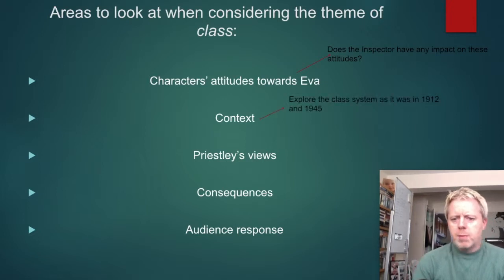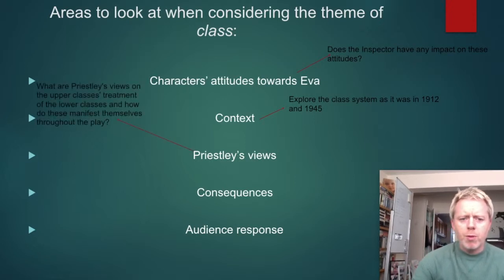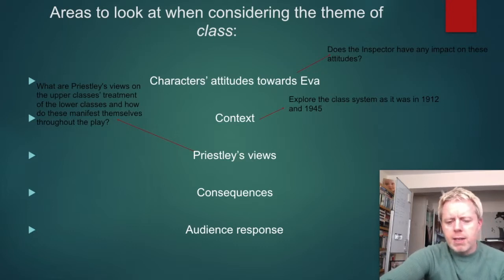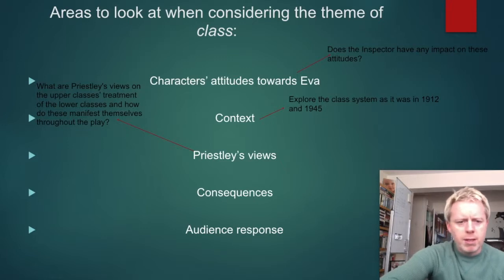Context. So explore the class system as it was in 1912 and 1945. I've got a screen that will highlight the different contextual background or environment that existed in 1912 and how it had changed by 1945 after the two world wars. What were Priestley's views? Remember, he's a socialist, and he believed in spreading the wealth amongst the majority of people, not just having private ownership. What are Priestley's views on the upper classes' treatment of the lower classes, and how do these manifest themselves throughout the play? Basically, primarily through the character of the inspector, and less so, but also Sheila.